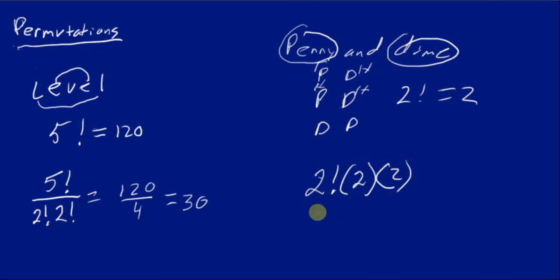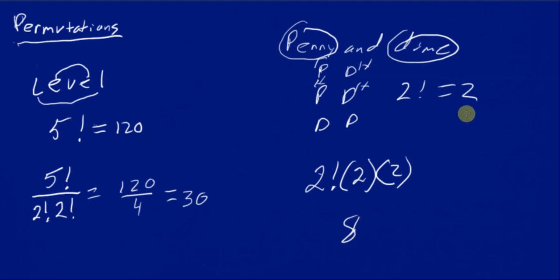So my 2 factorial is 2 times 2 times 2. Now I've gone up to a total of 8 different ways instead of 2 that those penny and dime can be arranged if I take into account the heads and the tails. And the problem will have to tell you if it does or doesn't.